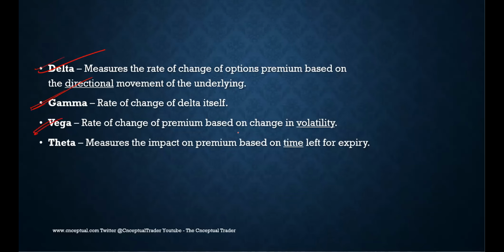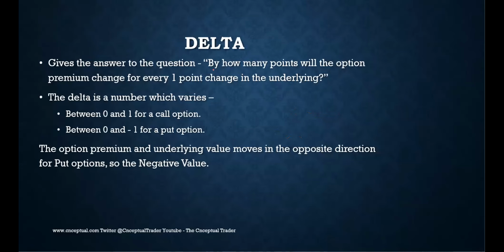Vega is the rate of change of premium based on change in volatility. How the volatility affects the premium, that is denoted in vega. Then we have theta. Theta depends on the time left for expiry, and it measures the impact of time left for expiry. So let's discuss them one by one.